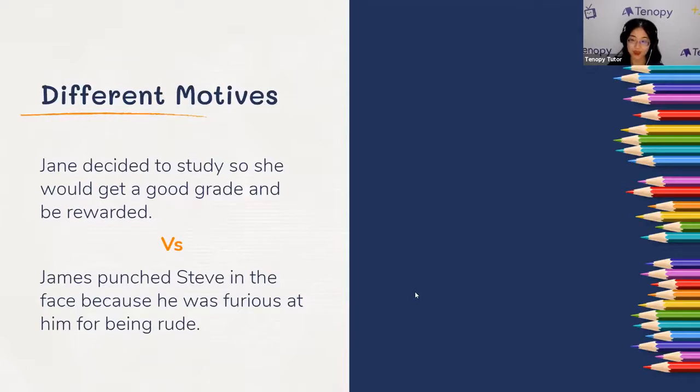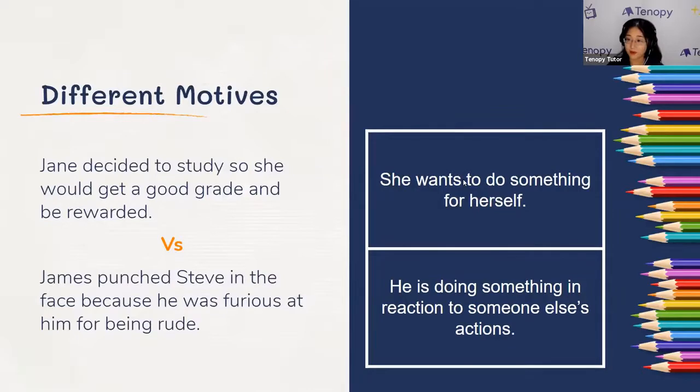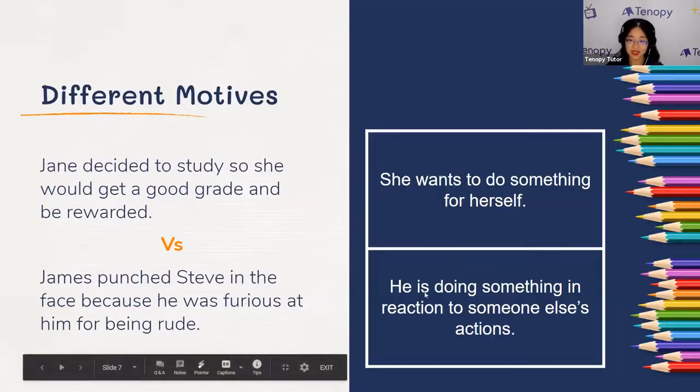Here's the difference between these two sets of actions and motives. In the first case, Jane wants to do something for herself. She wants to study. She wants to get a good grade for herself, and she wants to get rewarded for herself. It's all about her. Whereas in the second scenario, James is doing something in reaction to someone else's actions. His action of punching Steve is a reaction to Steve being rude. Does that make sense so far?